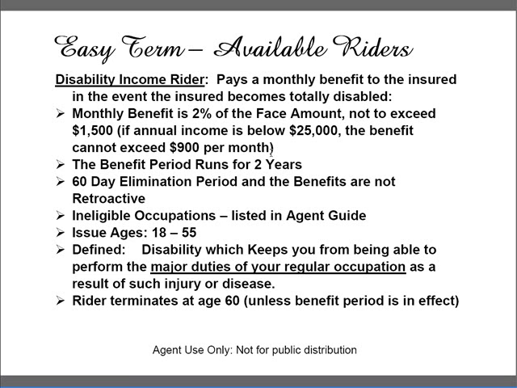Eligible occupations are listed in the agent guide. It is issued for ages 18 to 55. A disability is defined as any disability which keeps you from being able to perform the major duties of your regular occupation as a result of such injury or disease. The rider terminates at age 60 unless the benefit period is in effect.